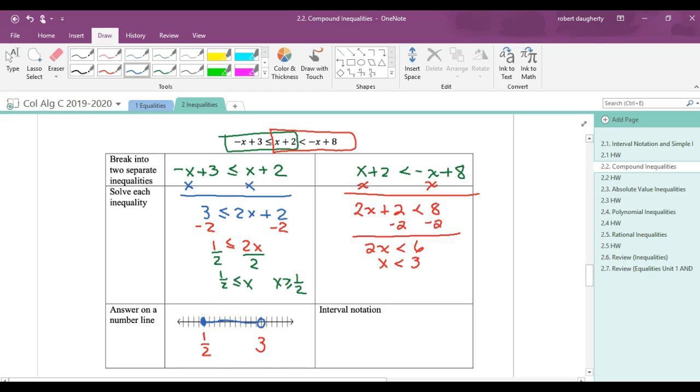How many intervals do you see drawn there? One interval. It's the interval from where to where? From 1/2 to 3. And what kind of enclosures? A bracket, parentheses. Okay?